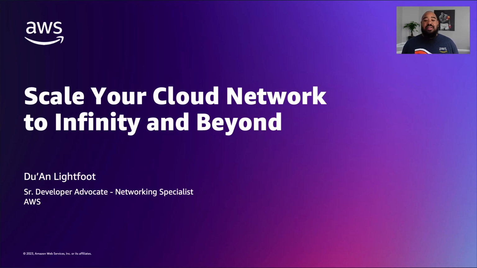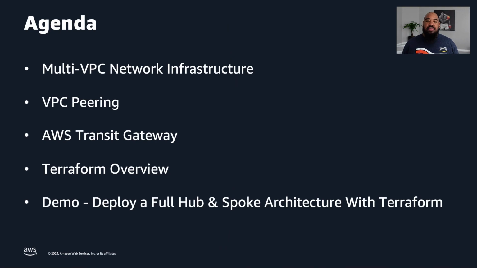Let's begin with today's agenda. Now, one thing I want to mention before we begin is that it's important to understand the infrastructure first before we automate it. With that being said, we will begin today with an intro to the multi-VPC network infrastructure. Then we will discuss how to provide connectivity between our VPCs with VPC Peering and then the AWS Transit Gateway. After that, we'll do a quick overview of Terraform, and lastly, we'll go into our demo to deploy a full hub and spoke architecture with Terraform.